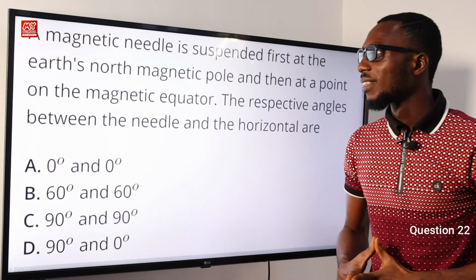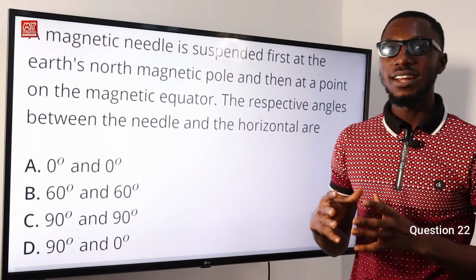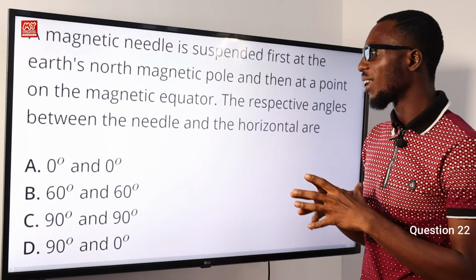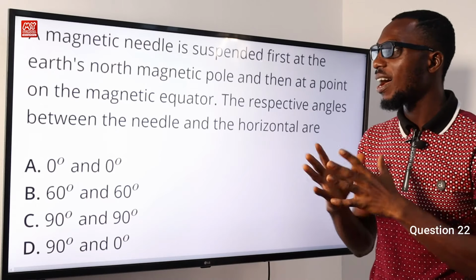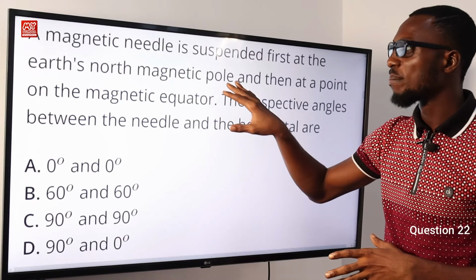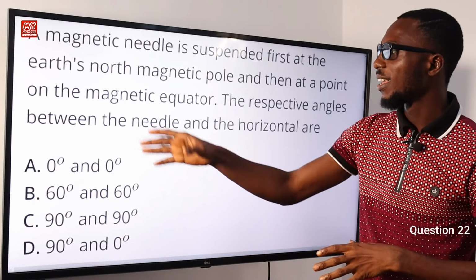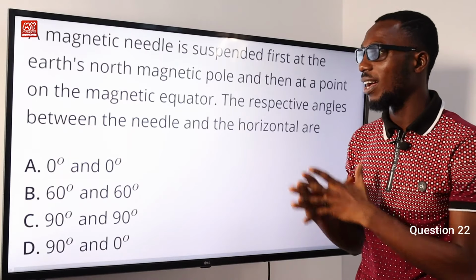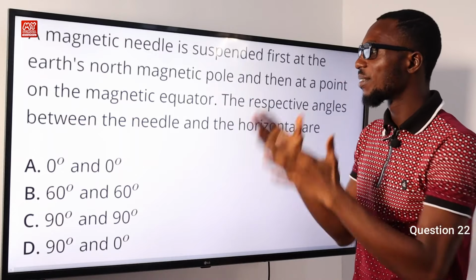Question 22. A magnetic needle is suspended first at the Earth's north magnetic pole and then at a point on the magnetic equator. The respective angle between the needle and the horizontal are what? Okay, so being suspended at the Earth's north magnetic pole, that tells you about latitude 90 degrees already, the Earth axis. Then we are talking about the magnetic equator. There the magnetic field is horizontal and we're having an inclination of 0 degrees. So that tells you 90 degrees and 0 degrees respectively.